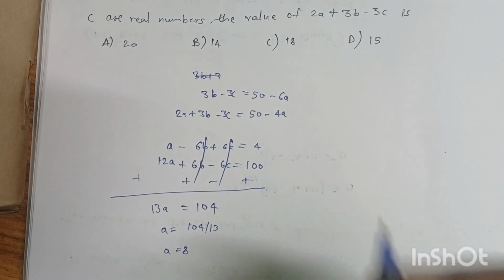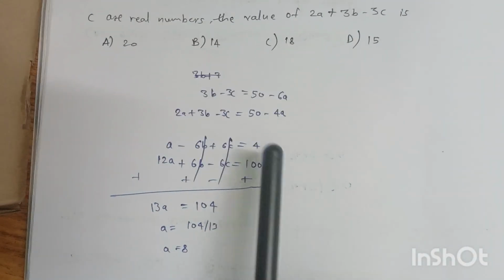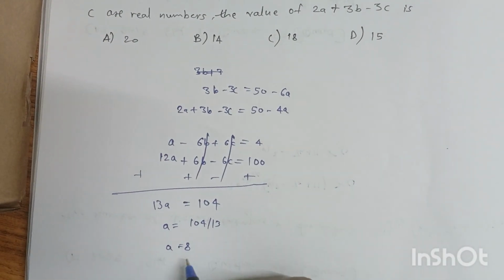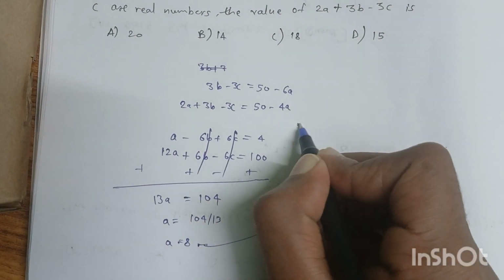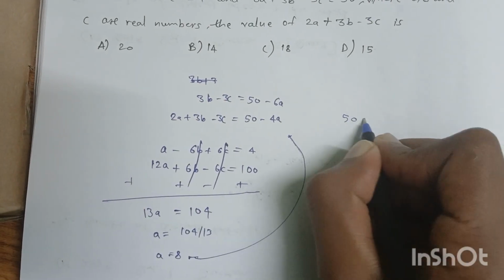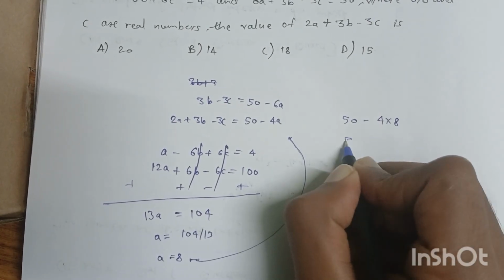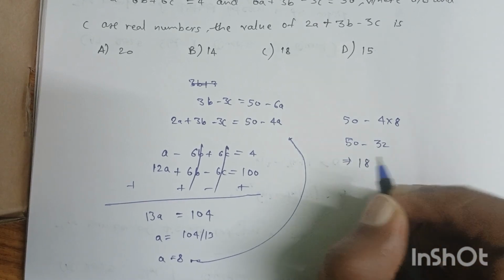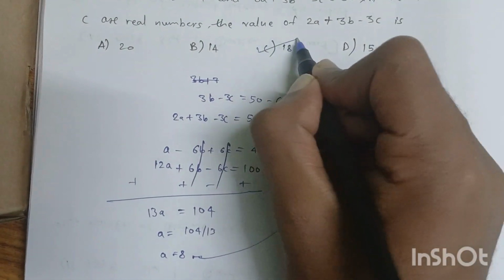The required value should be 50 minus 4a. So we substitute the value of a here and we get the answer. 50 minus 4 times 8 is equal to 50 minus 32, which equals 18. So our correct option is C, 18.